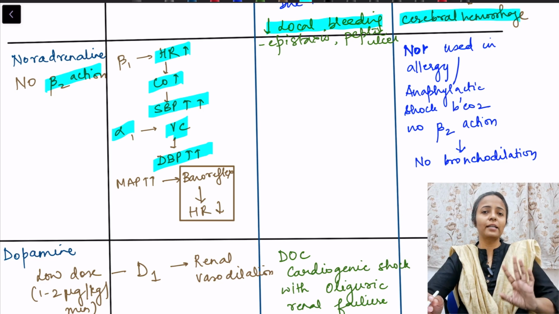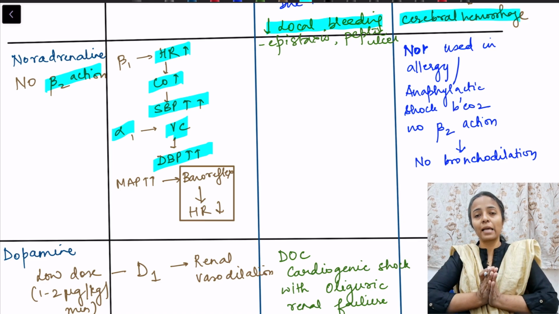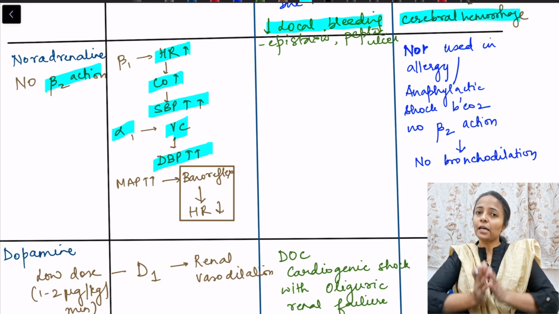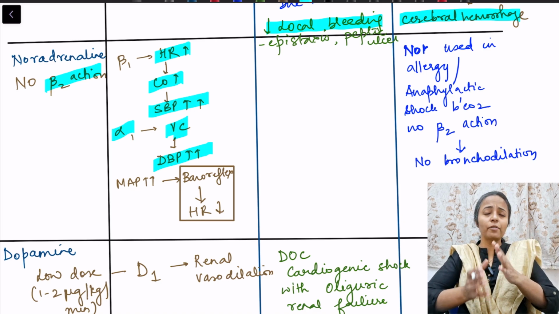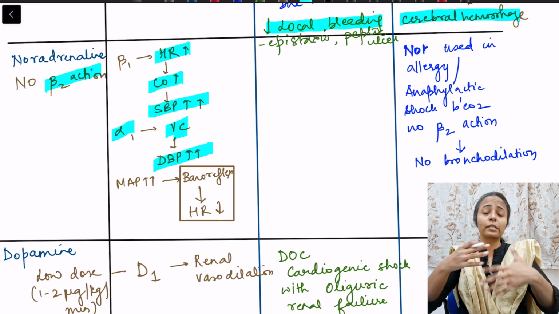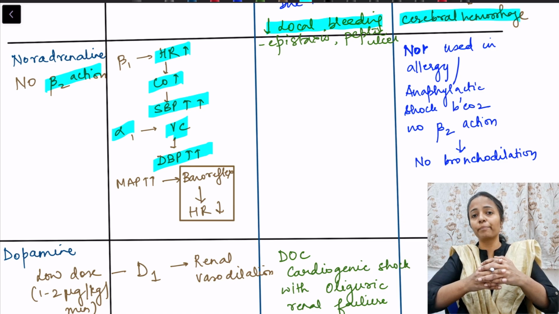Adrenaline, we said that hardly any change in the diastolic blood pressure. Noradrenaline, you see, vasopressor action is too much because there is no beta 2 action, and in fact noradrenaline can be given in septic shock where we need the pressor action. Remember that in other types of shock, see my video on shock, how the compensatory changes occur in shock, so you will understand that better.